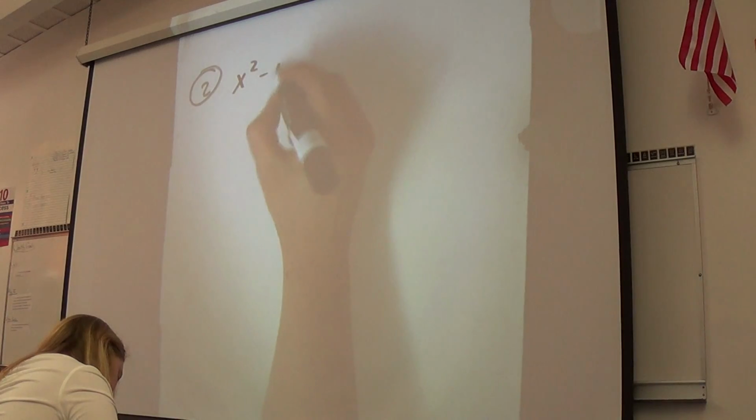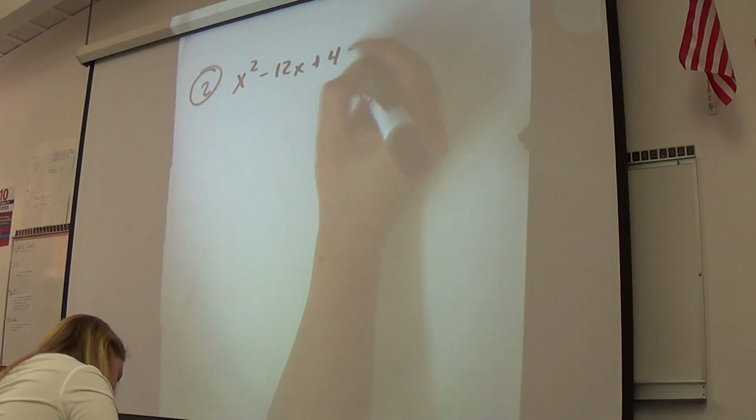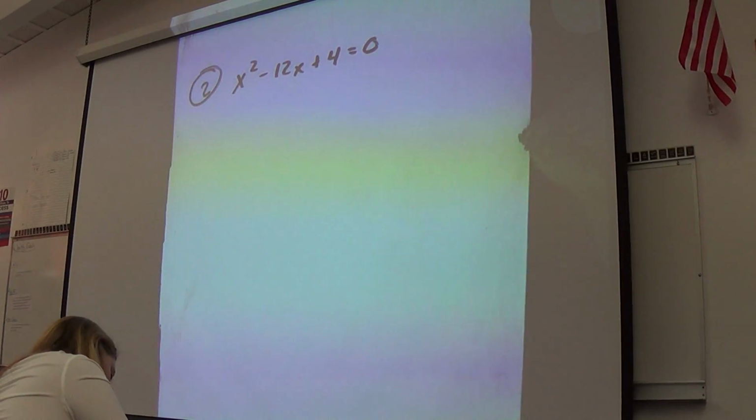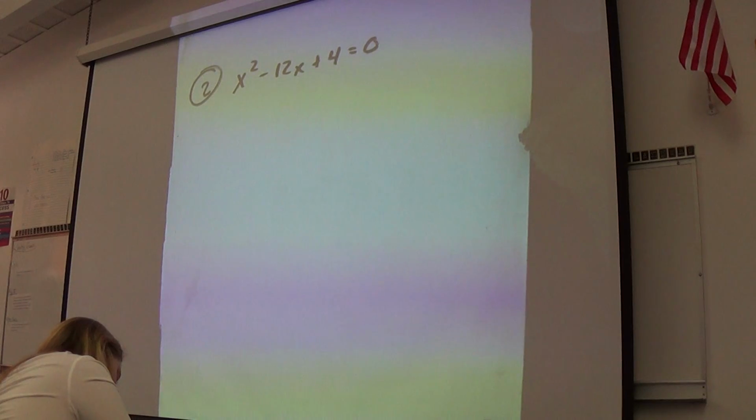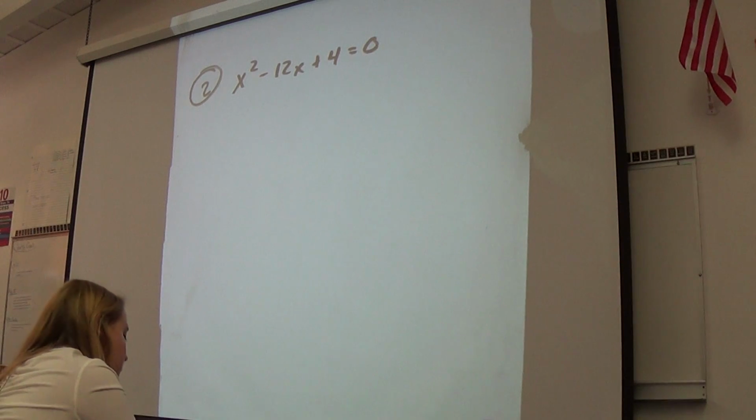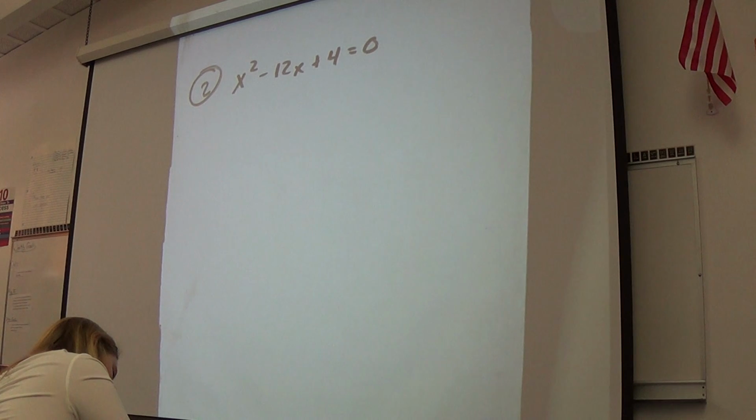X squared minus 12x plus 4 equals 0. This one told you you had to do completing the square. Some of you guys tried to do quadratic and messed up in the quadratic. Regardless, you need to do completing the square on it. How do I do that? Where do I start?